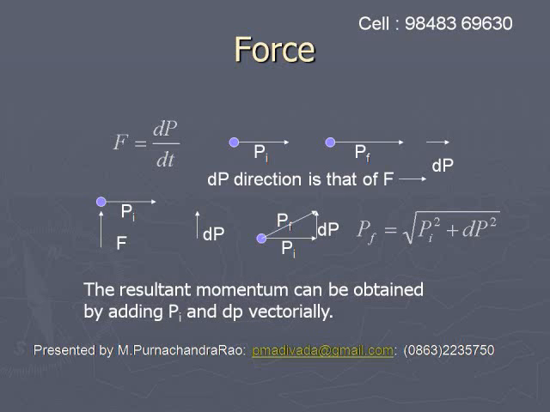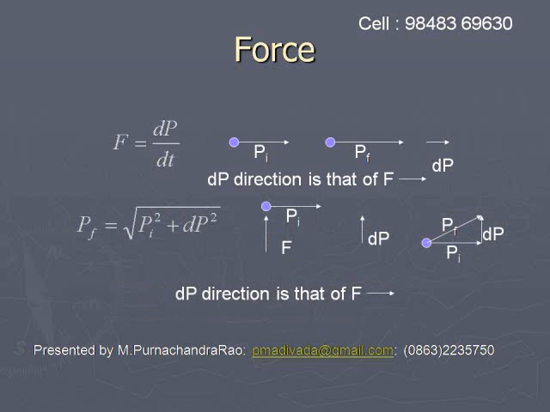Like this, we have to find the resultant or final momentum by vectorially adding the initial momentum and the change in momentum. So, we have to understand that the dp, change in momentum, will be in the direction of force.